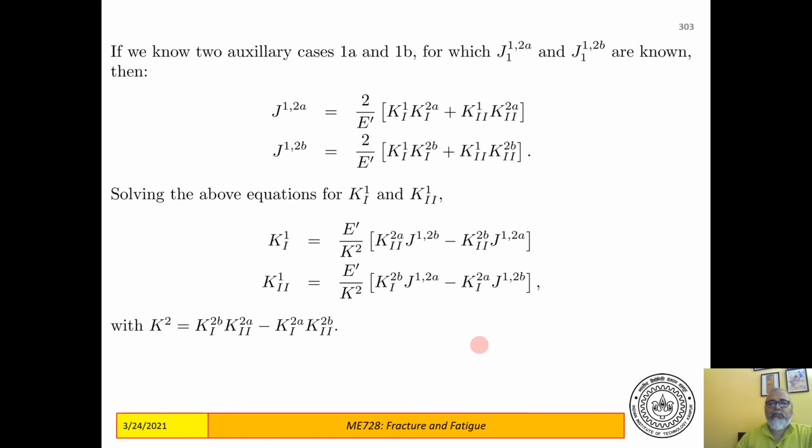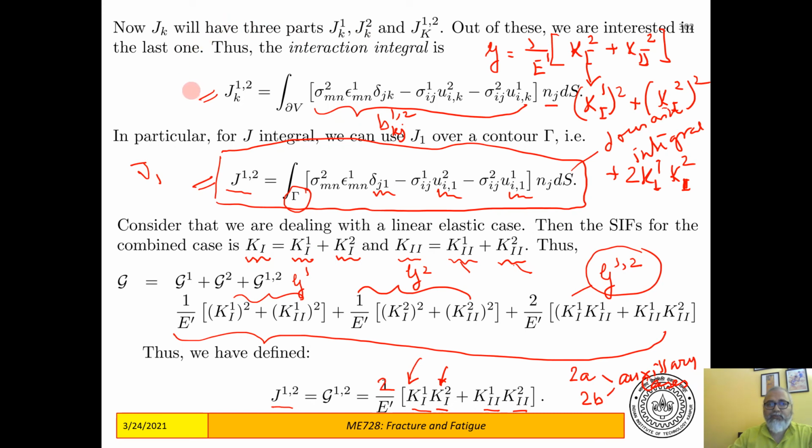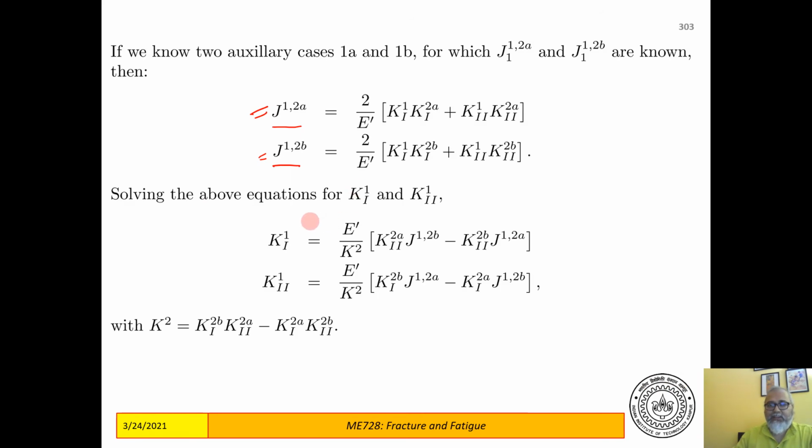So for auxiliary case 2A, this is what you will get. You will get an interaction integral J1 2A, and for auxiliary case 2B, this is the interaction integral that you will get. These interaction integrals are basically the solution of this integral in the combined case, and these two interaction integrals are known, and they are in terms of K1 2A, which I know, K2 2A, which I know, K1 2B, which I know, K2 2B, which I know. These are known auxiliary cases. K1 1 is what I want to find, K2 1 is what I want to find.